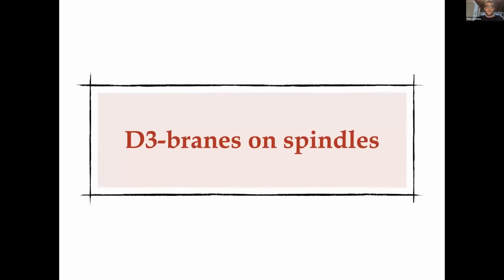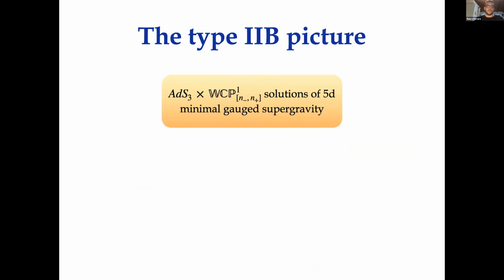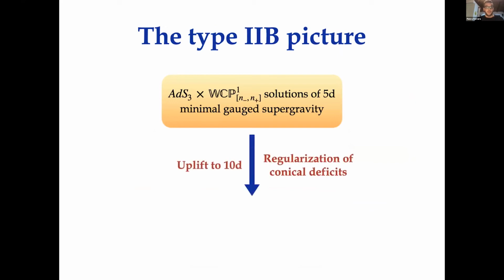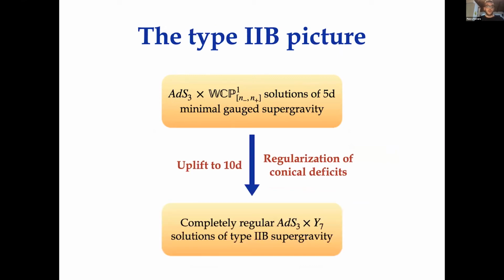To conclude, let me just briefly mention what happens for the case of D3 branes wrapped on spindles. In this case, the picture is in type IIB supergravity, and it regards AdS3 times spindle solutions of 5D minimal gauge supergravity, which can be uplifted to 10 dimensions by regularizing the conical deficits of the spindle. And what we obtain is regular AdS3 times Y7 solutions of type IIB, which are just a reinterpretation of solutions that were already found in 2006.